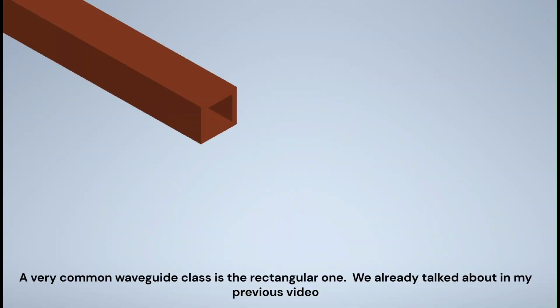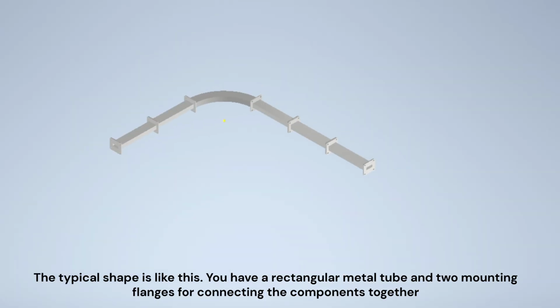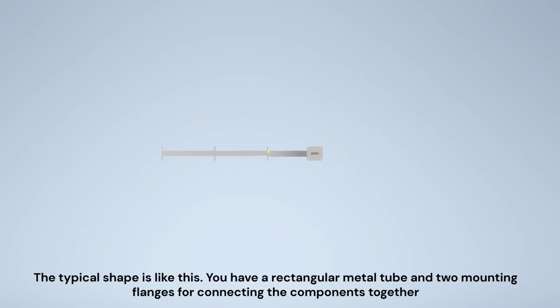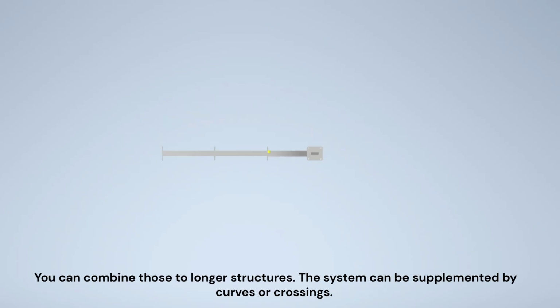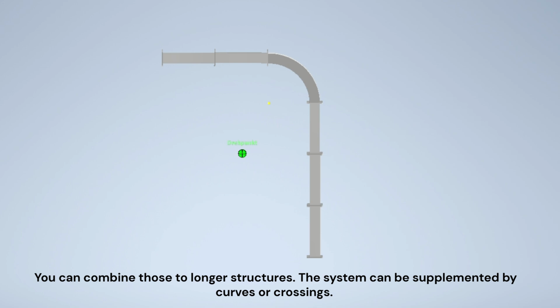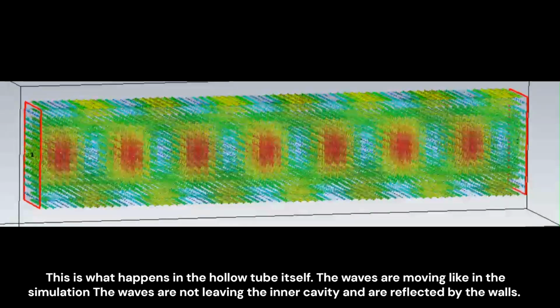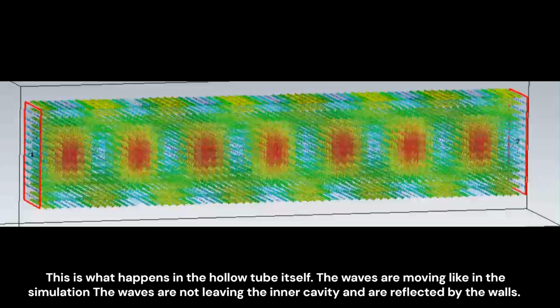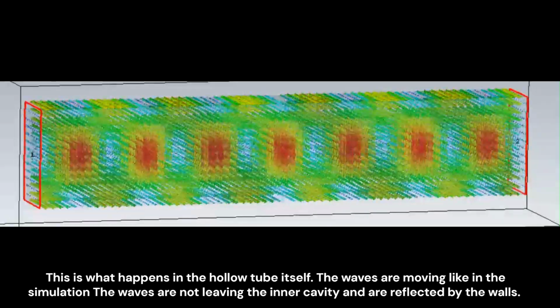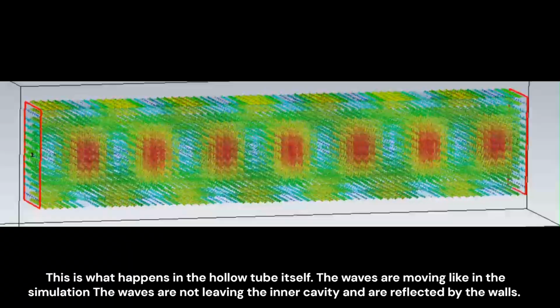A very common waveguide class is the rectangular one. We already talked about it in my previous video. The typical shape is like this. You have a rectangular metal tube and two mounting flanges for connecting the components together. You can combine those to longer structures. The system can be supplemented by curves or crossings. This is what happens in the hollow tube itself. The waves are moving like in the simulation. The waves are not leaving the inner cavity and are reflected by the walls.